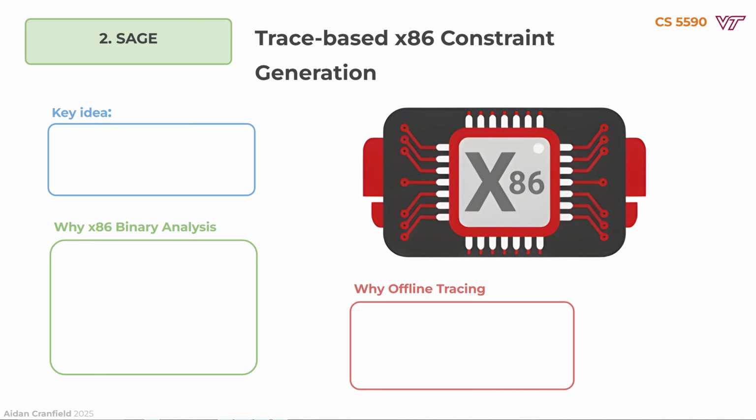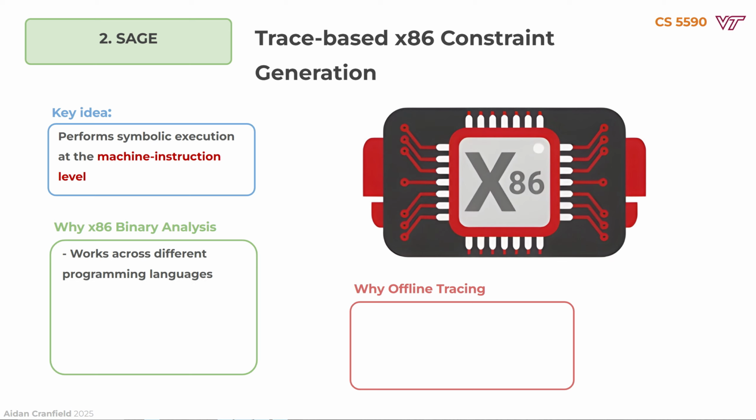So, trace-based x86 constraint generation. The key idea here is that Sage performs symbolic execution at the machine instruction level, instead of modifying the source code. So why use the x86 binary instead of source code? Well, number one, it works across different programming languages. Source-based tools need different versions for C, C++, Rust, Python, etc. So Sage works with any compiled Windows program.